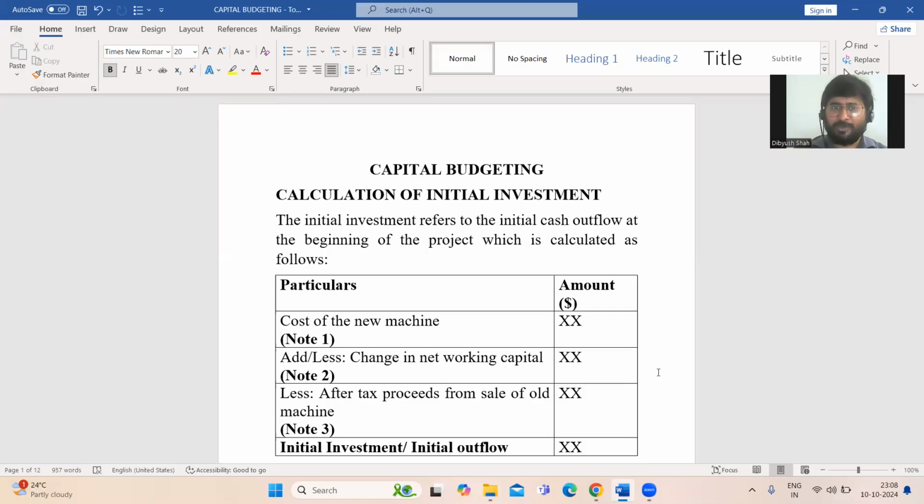But you also have to adjust for changes in working capital. If your working capital investment increases or decreases over the lifetime of the project, that is also taken into consideration. And third, and perhaps the most vital step where most students make silly mistakes in computation, after-tax proceeds from sale of old machinery. So if you are buying a new equipment and you are selling the old one, then what should be the after-tax proceeds that should be taken into account? Now let's look at it one by one.